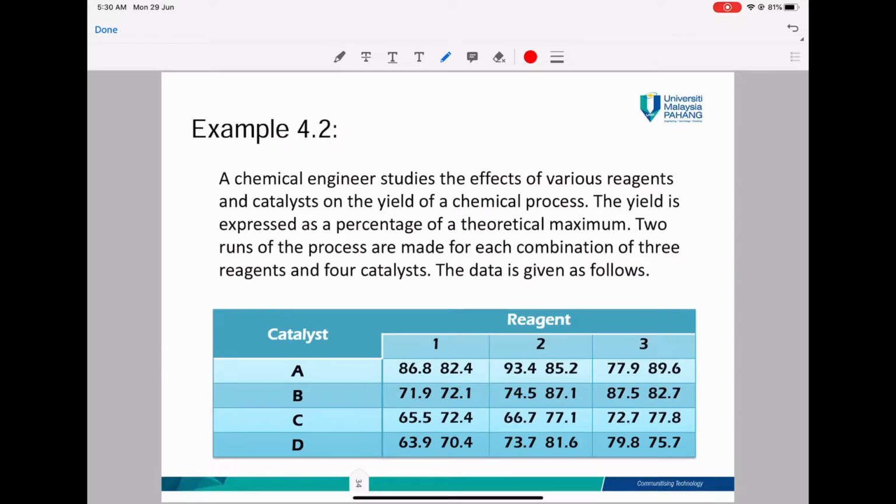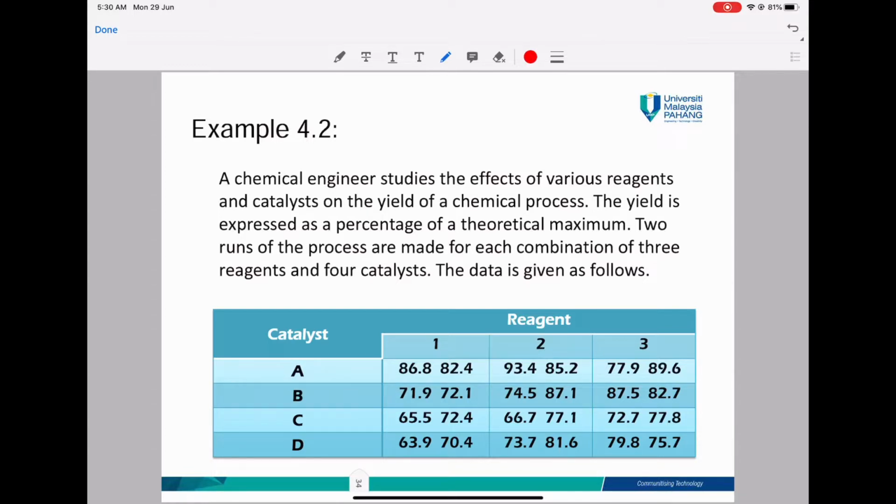A chemical engineer studies the effect of various reagents and catalysts on the yield of a chemical process. The yield is expressed as a percentage of a theoretical maximum. 2 runs of the process are made for each combination of 3 reagents and 4 catalysts, and the data is given as follows.